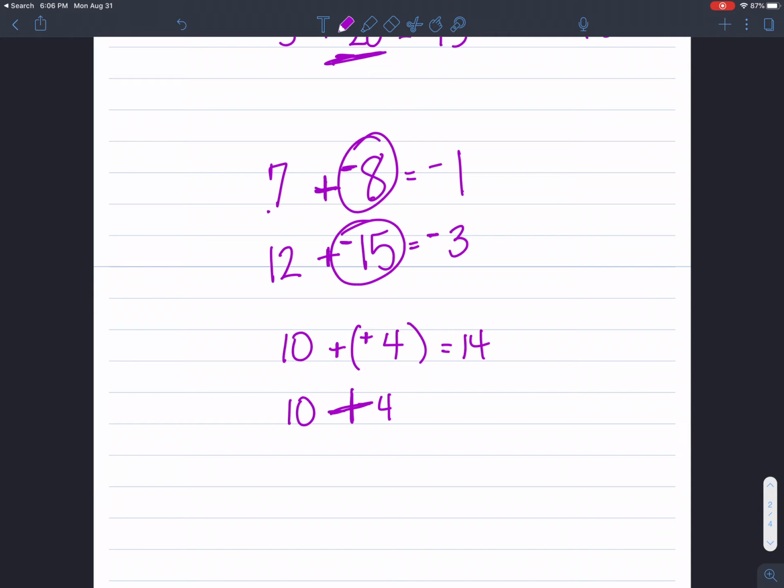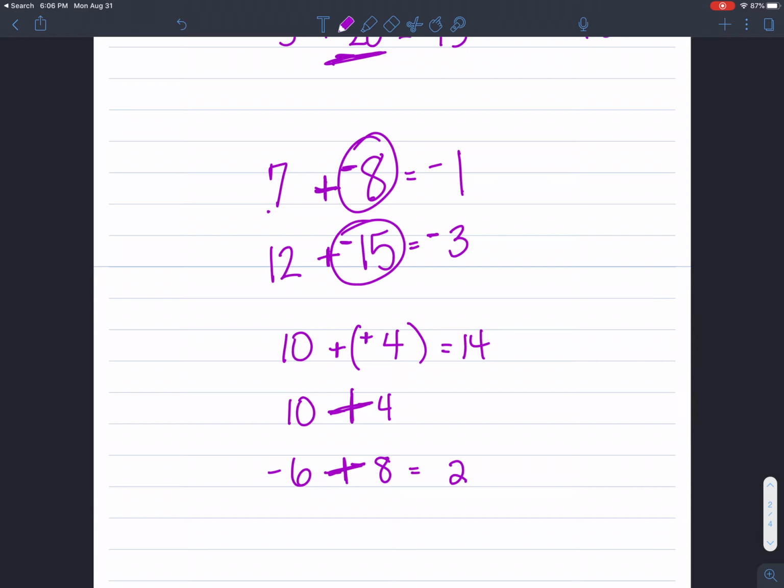I'm going to do one more like that. Negative 6 minus a negative 8. And you see these 2 negatives together. We're going to change that to addition. So now we have negative 6 plus 8. They're different signs, so we'll subtract them. We have 2. And we have more positives than negatives, so our answer should be positive 2.